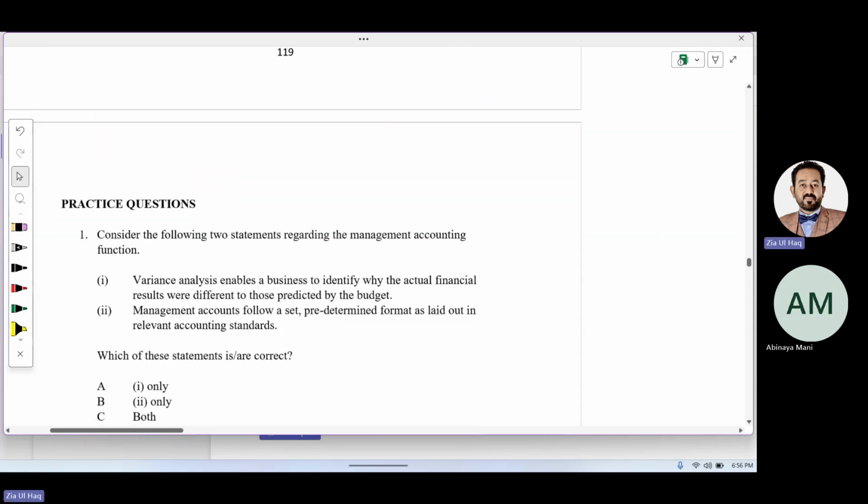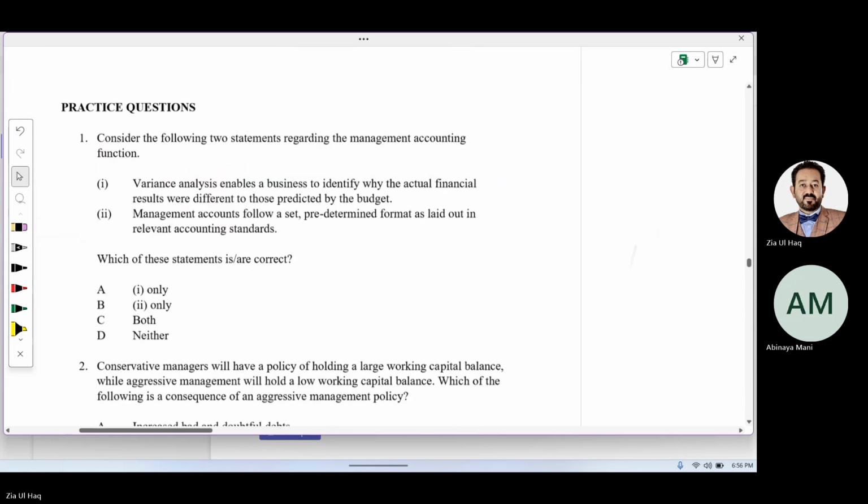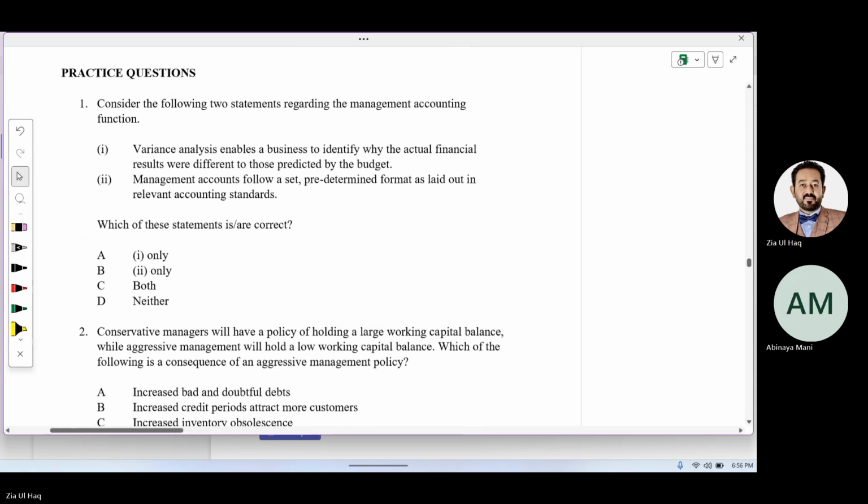Have to finish. Please answer MCQ number 1. MCQ number 1. Option A.